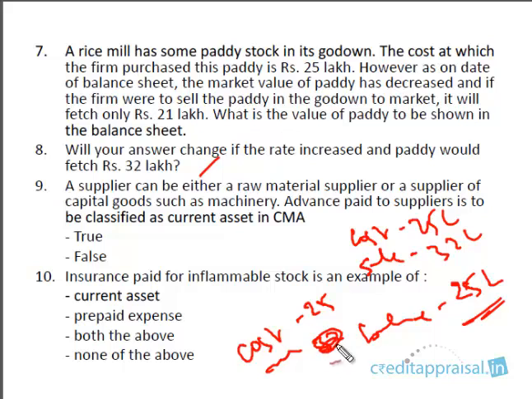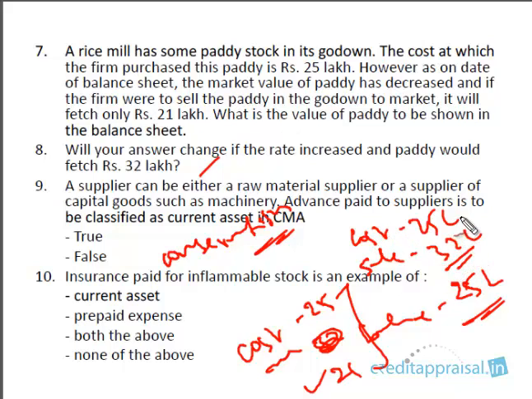In the earlier case, this was lower, this was 21. Then we took this, because whichever is lower we take, right? We are applying the principle of conservatism here. We're trying to be conservative in the valuation of this inventory. So even though the sale might fetch 32 lakhs today, we are saying we'll put only the cost, 25 lakhs. So the answer to this question is no, it will not change, and we are going to show 25 lakhs only.